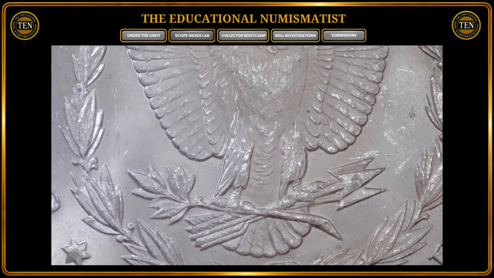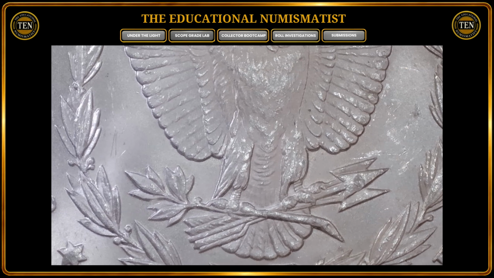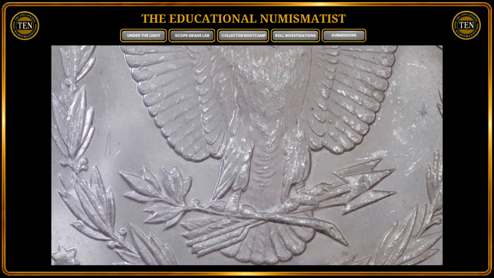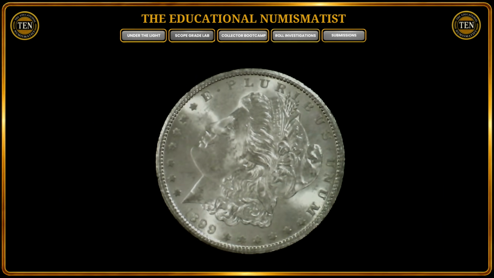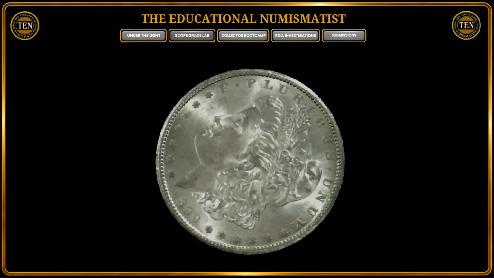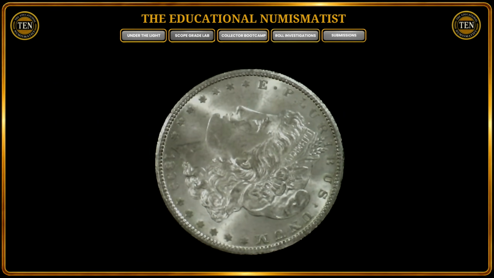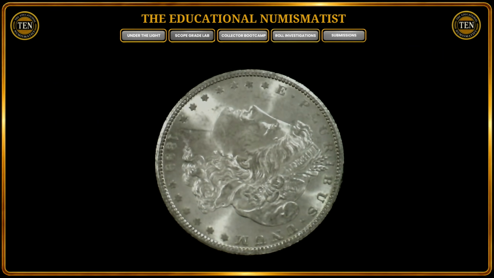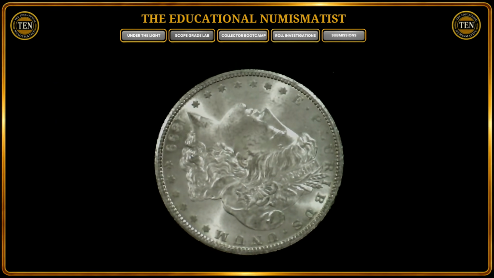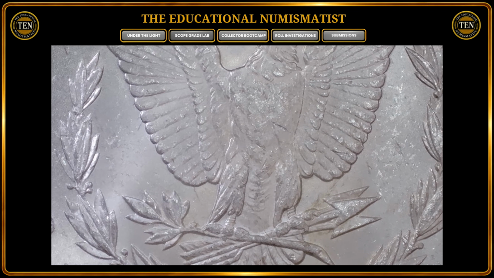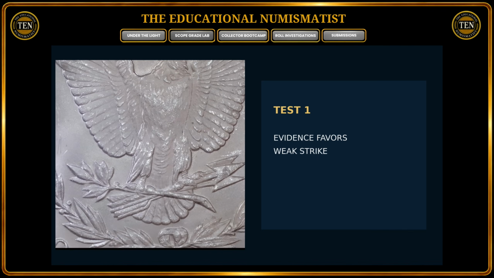Now, let's check the reverse. The center of the eagle's breast appears flat. At first glance, that again strengthens the case for wear. But as the light crosses the breast, the remaining surface continues to participate in the surrounding luster. Once again, the missing detail is clearer than any convincing luster break. That moves our first test toward a weak strike.